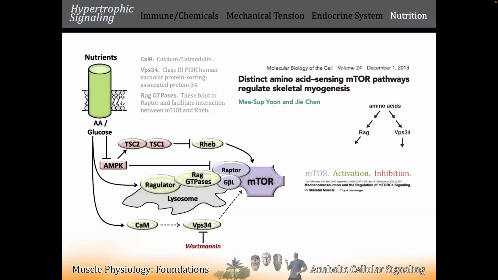mTOR doesn't work from home. It has to show up, and the primary work site is the lysosome. It can localize to other places too, like mitochondria, endoplasmic reticulum, nucleus, right? But the lysosome is the primary work site.